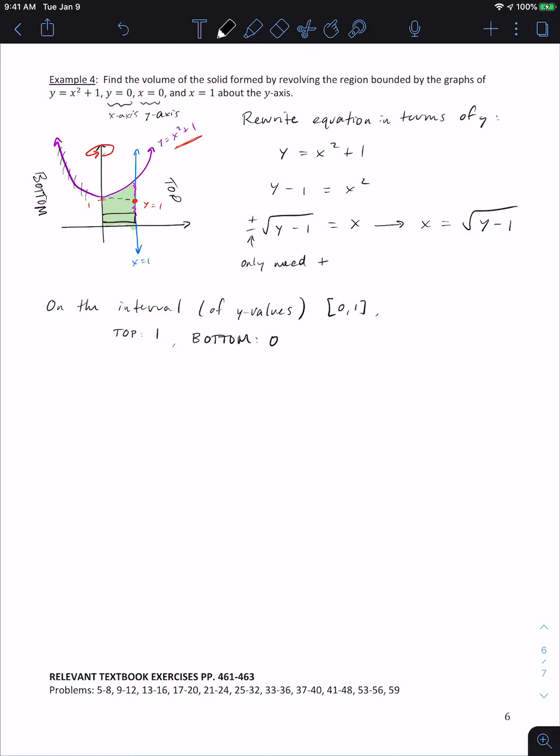Now, on the interval, again, of y values, from, let's see, from 1 to... I should find this value. I never found it, right? Where we stop up here, right? So where we stop, this is our point of intersection, because that's the y value where we stop. I never actually found that value. So how do I find that value?